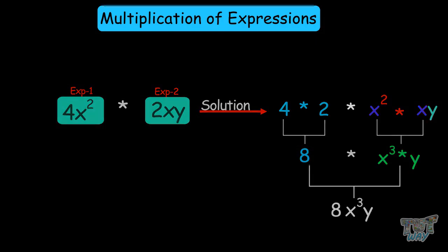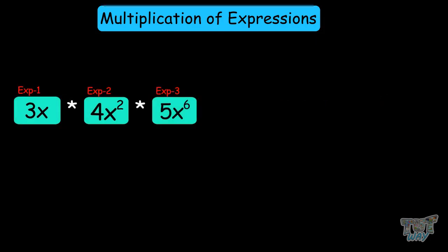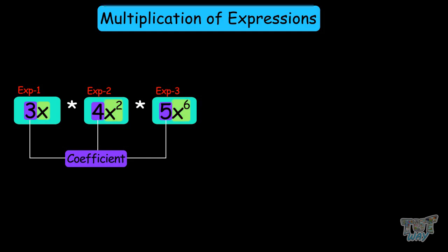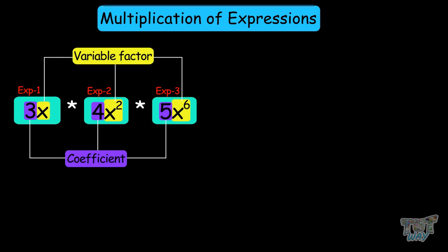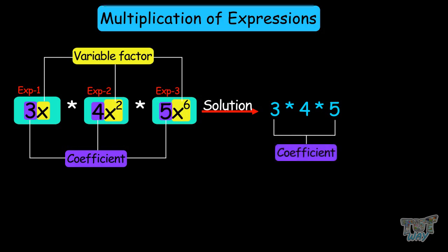Next question. 3x times 4x squared times 5x to the power of 6. Now, we follow the exact same steps we did before. First, we have to multiply the coefficients. Then we have to multiply all the variables. So, let's solve. We have 3 times 4 times 5. These are the coefficients. Then, x times x squared times x to the power of 6.